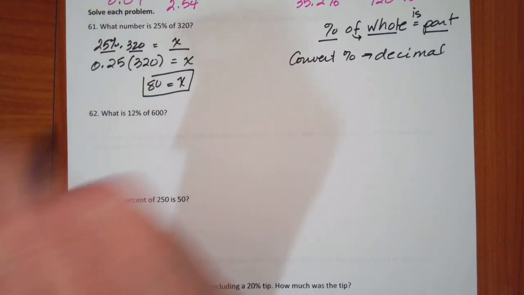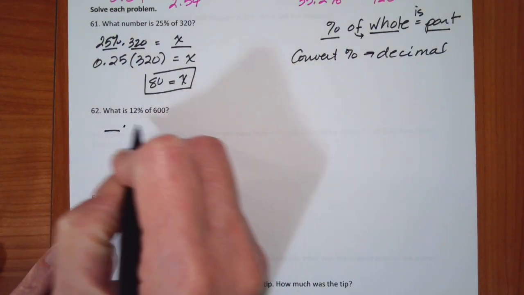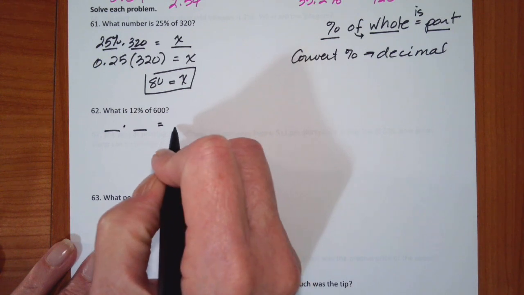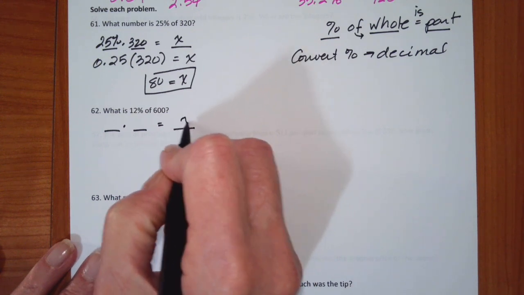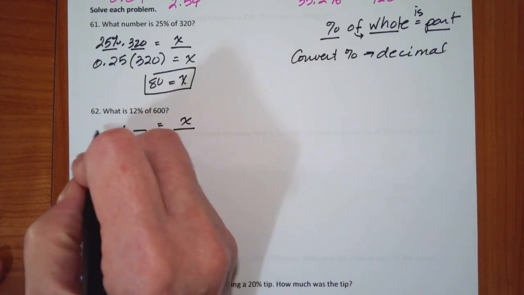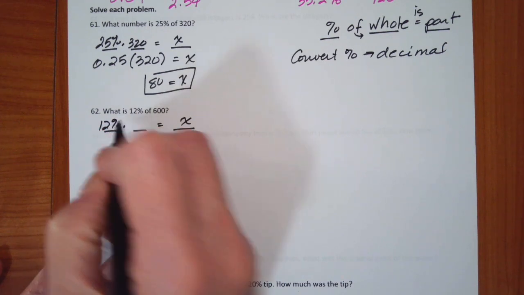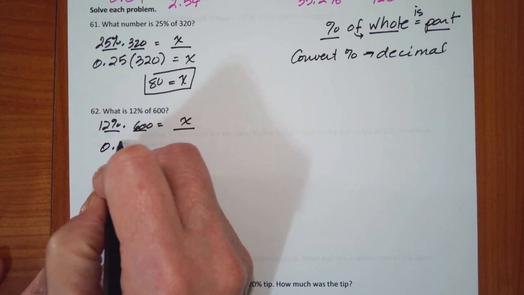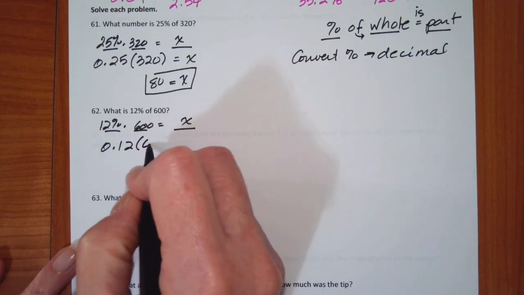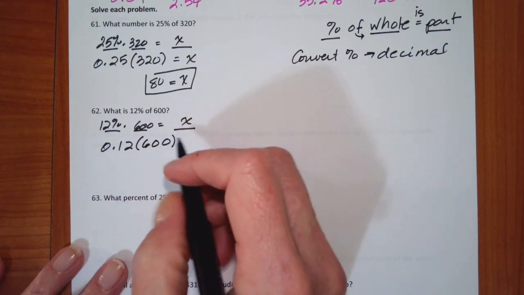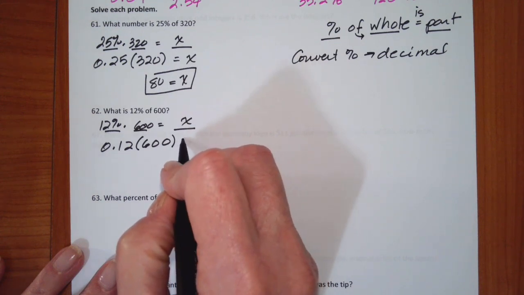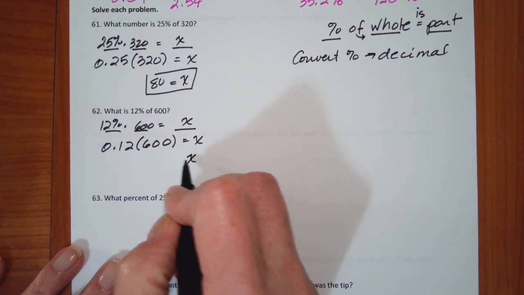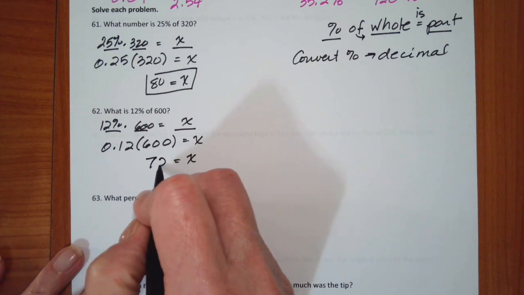What is 12% of 600? So something times something equals something. So what is, that's what they want to know. So that's 12% of 600. So this is 0.12 times 600 is equal to x. So x is 72.